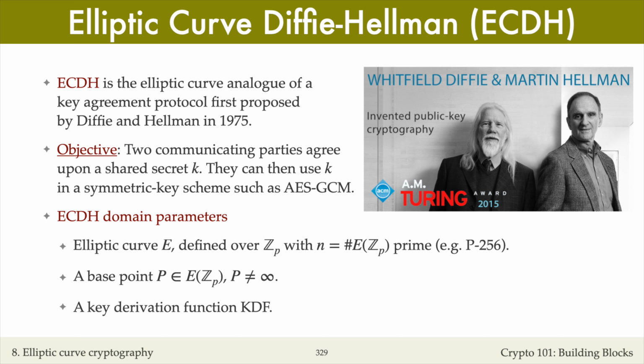ECDH has some domain parameters. These parameters are fixed, public, and used by all entities in an application. The domain parameters consist of an elliptic curve E defined over the integers modulo p, for example, the curve P256. The number n of points on the curve, which is a prime number, a generator point P, which can be any point on the curve except the point at infinity, and a key derivation function KDF.